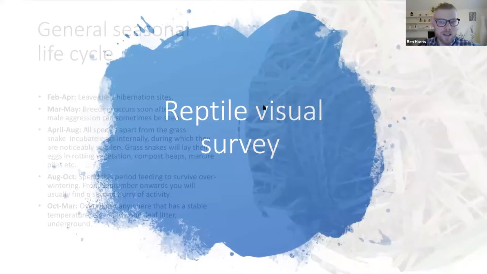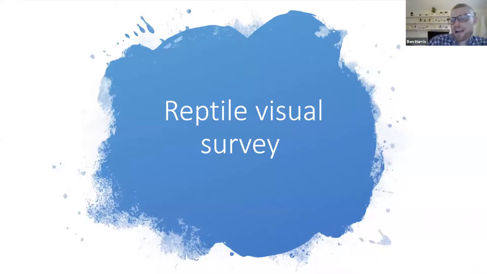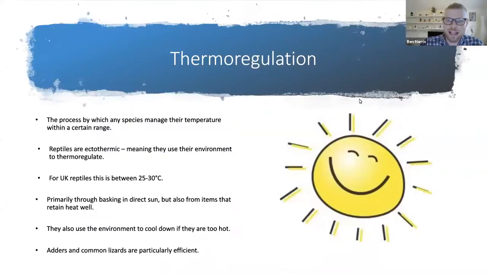Okay, so we're going to move on to how to actually perform a reptile visual survey. So you know how to identify the common and widespread reptiles. How do you actually go out and look for them? I'm going to bring all those elements together. But first, I'm going to very briefly touch on thermoregulation, because if we understand how a reptile thermoregulates, we can better exploit their behavior so that we get good survey results, so we actually see them in the wild.